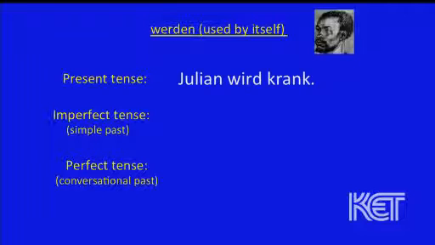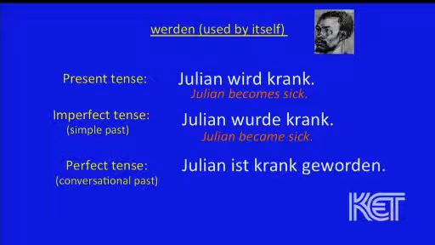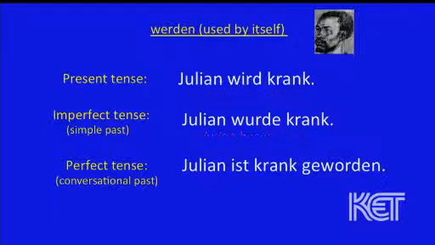Ja, Julian wird krank. Julian becomes sick. And the imperfect, Julian wurde krank. Julian became sick. Right, and in the perfect tense, Julian ist krank geworden. Julian has become sick. Sehr gut. Yeah, I remember that werden takes sein as a helping verb. Richtig, gut. Right, and we'll see how this is very similar to how we put passive voice sentences into the past tense. In fact, only in the perfect is there a bit of a difference.